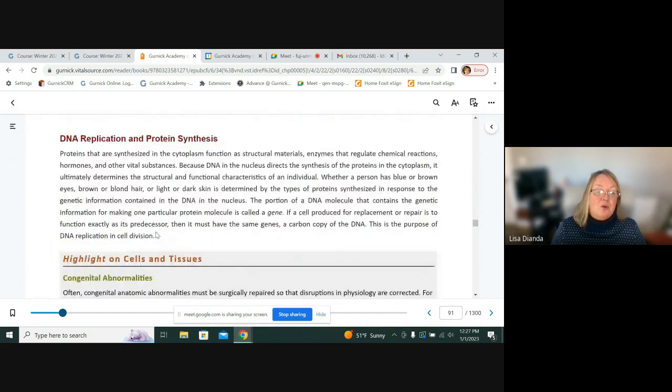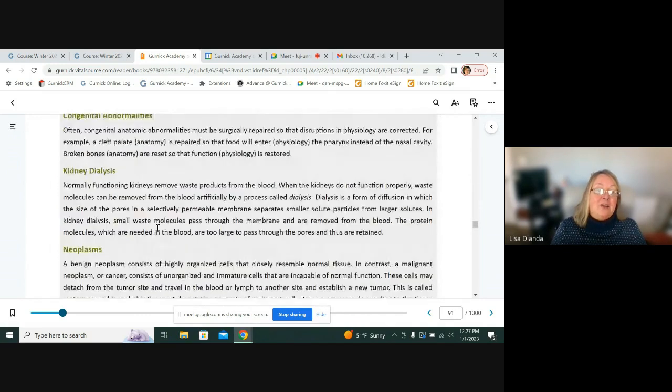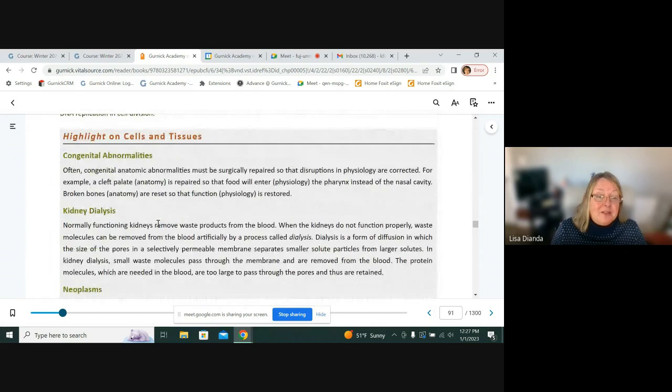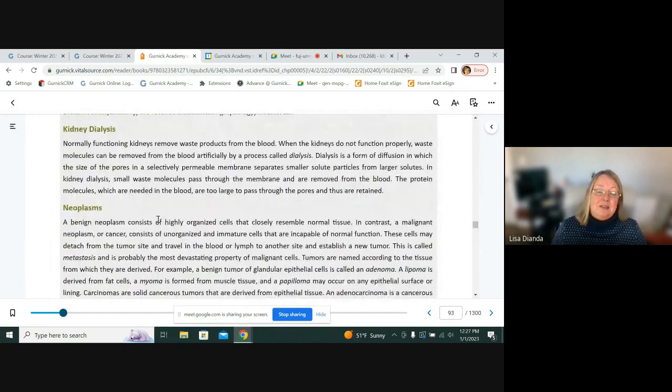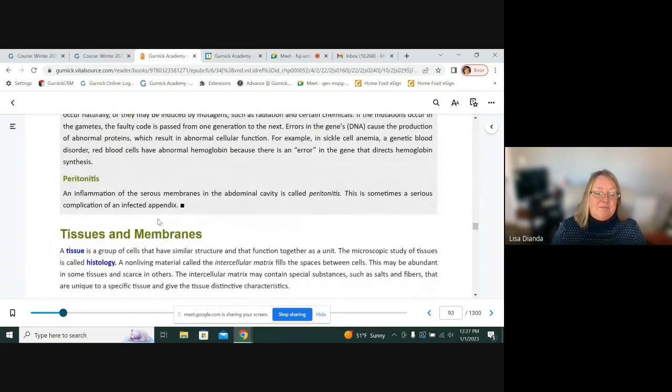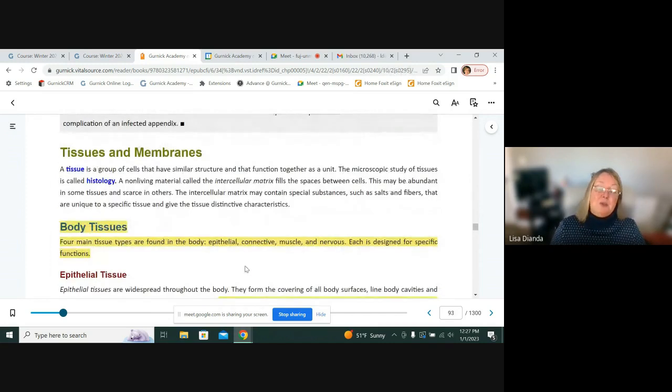So you can read through a little bit about DNA, a little bit about abnormalities associated with DNA as it's created. Okay, we're going to move forward. Tissues and membranes. We're moving out of the cell. Now we're going to look at tissues and membranes. Again, pause whenever you need to. I'm going to stop and take a sip of water.